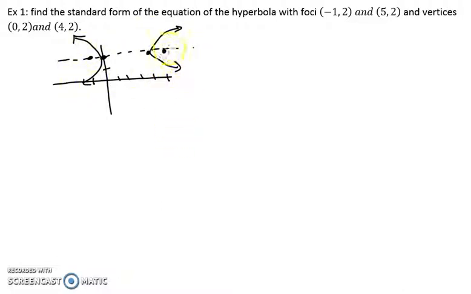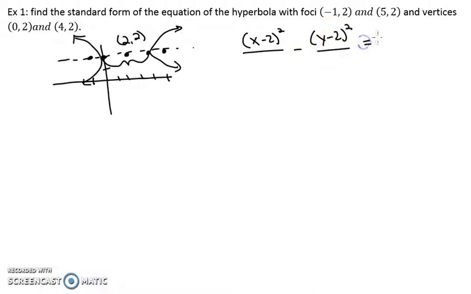pretty much the same way we did before, right? We know the center is going to be right in the center. So right in between, halfway between your two vertices is going to be the center. So if our vertices are (0, 2) and (4, 2), our center is going to be (2, 2). So we know the center is (2, 2), so we can say (x minus 2) squared over something minus (y minus 2) squared over something equals 1.